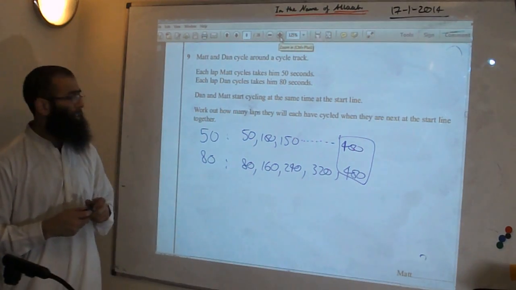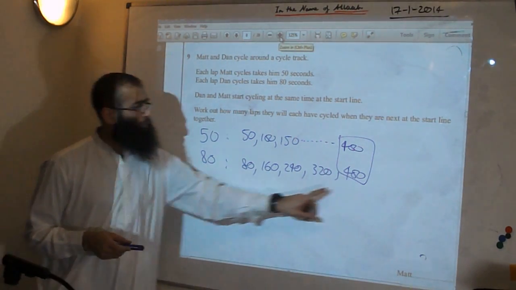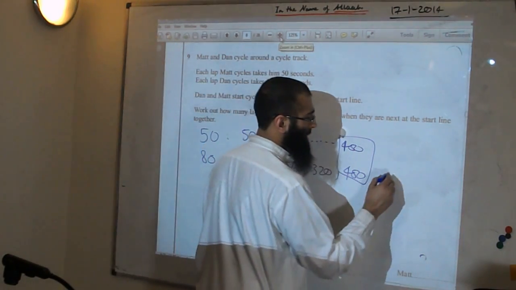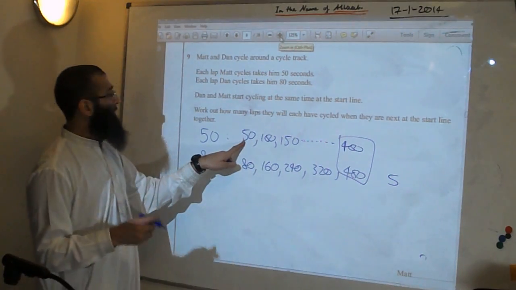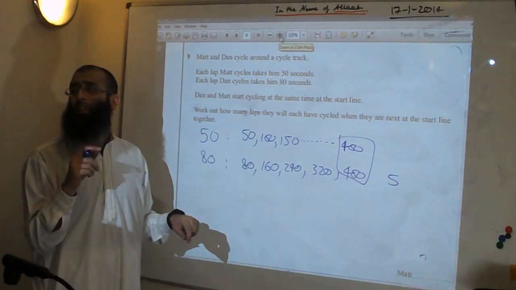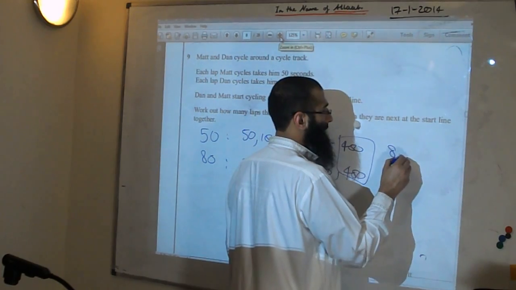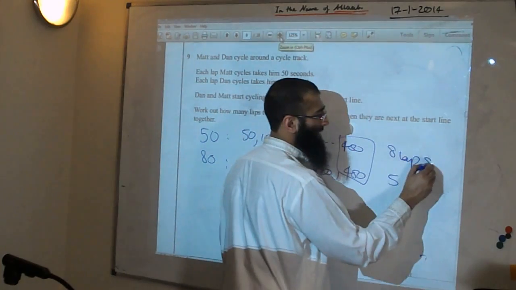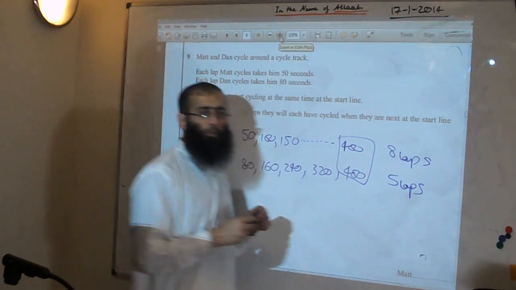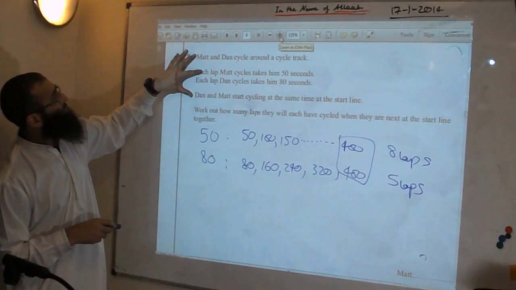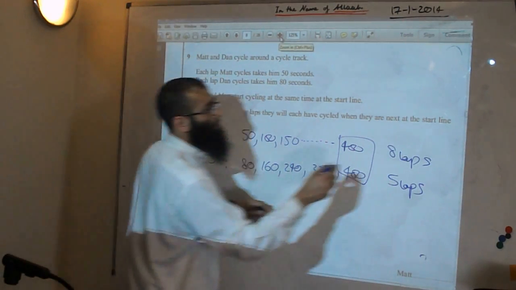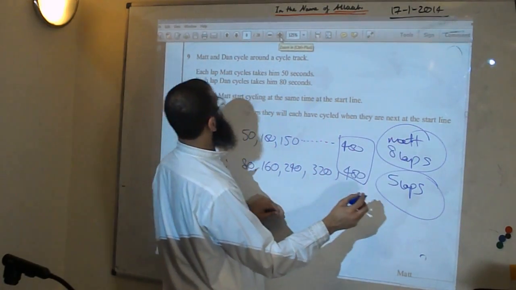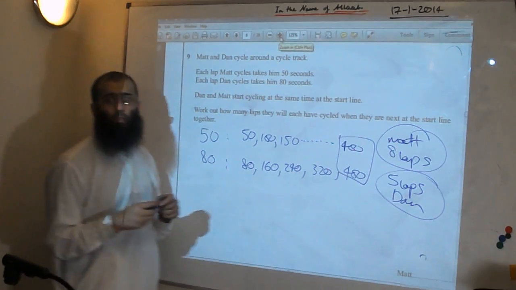Now we need to think, for 80 to get to 400, how many times do you have to go around the cycle track? 1, 2, 3, 4, 5. And for the 50 times table to get to 400, how many times? 8, because 50 times 8 is 400. So 8 laps and 5 laps. In the answer, which one's 50? So Matt will take 8 laps, and this one will be Dan. And that's the answer to that question.